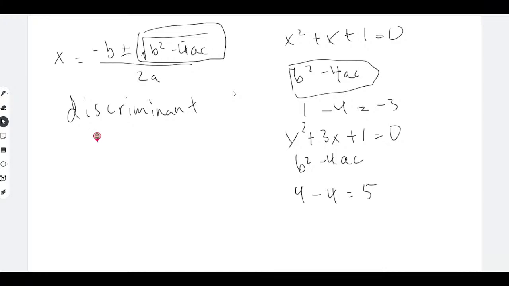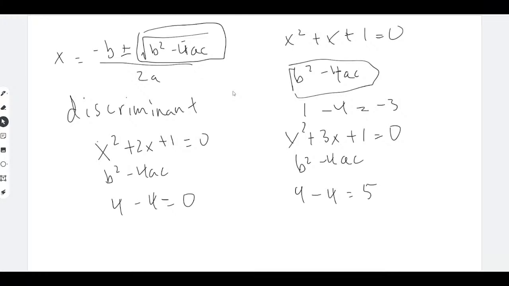So let's say I had x squared plus 2x plus 1 is equal to 0, right? So in this case, we're looking for the discriminant. In this case, b squared would be 4, and then a and c are both 1, so we still have minus 4. Then we see that the discriminant is equal to 0, right?